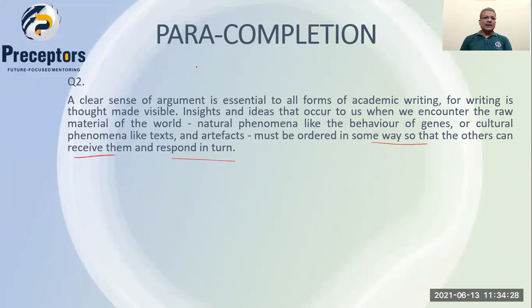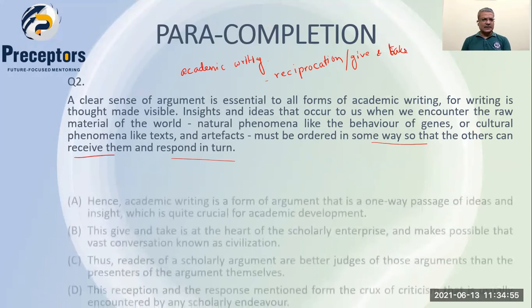So what is important here? It is about academic writing. So that seems to be the main theme of the passage. And the other thing is reciprocation, right? So there would be some amount of give and take relationship. So that is what it is hinting at. So we need to look at the answer options.